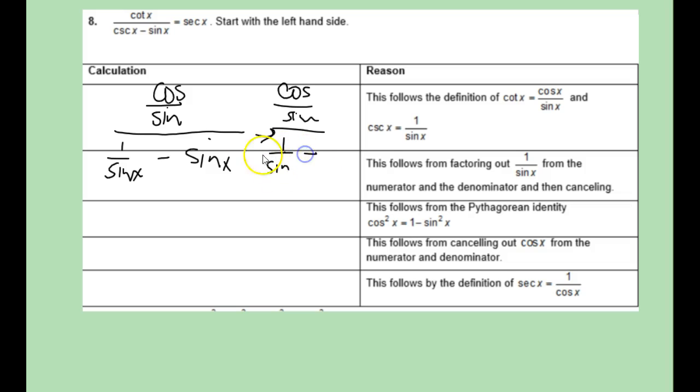over sine x. But now to turn this into something with the denominator of sine of x, I know I just multiply the numerator and the denominator by sine of x. So now I have sine squared of x. So now I'm left with cosine of x divided by sine of x divided by 1 over sine x minus sine squared x divided by.